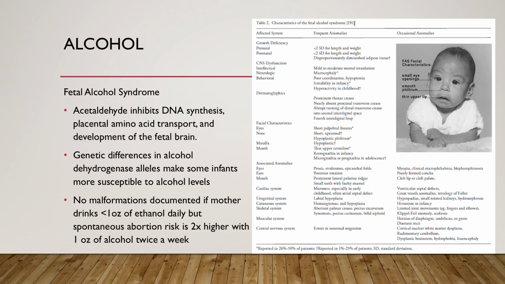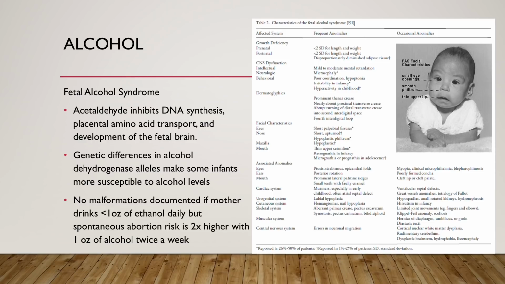However, spontaneous abortion risk is 2 times higher with 1 ounce of alcohol twice a week. The recommendation is that there should be no alcohol during pregnancy. However, with unplanned pregnancies being so common, it is often unavoidable.